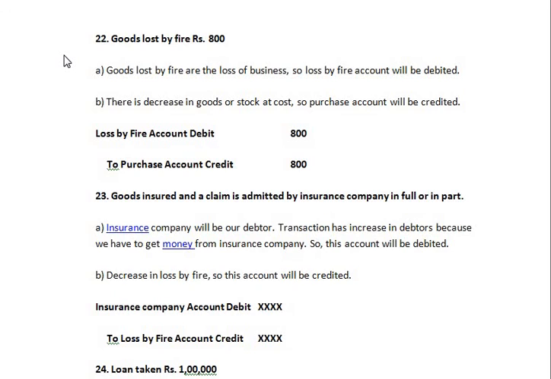Goods lost by fire, 800. Goods lost by fire, it's loss by fire account to purchase account. There is a decrease in goods or stock, so we can call it a purchase account. It will be credited in purchase account.